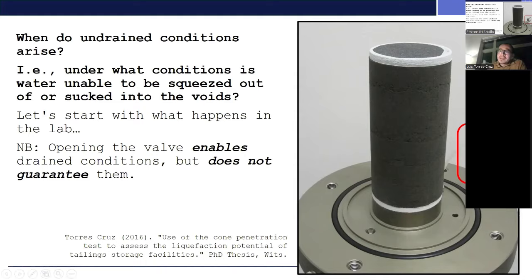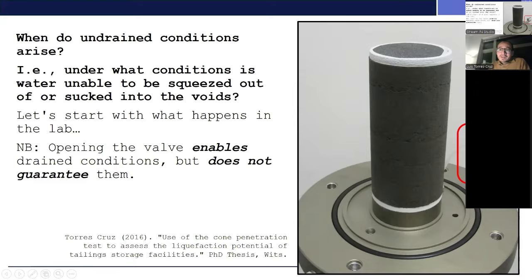On the other hand, if I want to enable drained conditions, then I leave the valve open so that water can flow into and out of the specimen. Now notice, by the way, what I have said here, that opening the valve enables drained conditions, but it does not guarantee them. Because remember the definition of a drained condition, the definition is not that water can move in or out of the specimen. The definition is that no excess pore water pressure will develop.